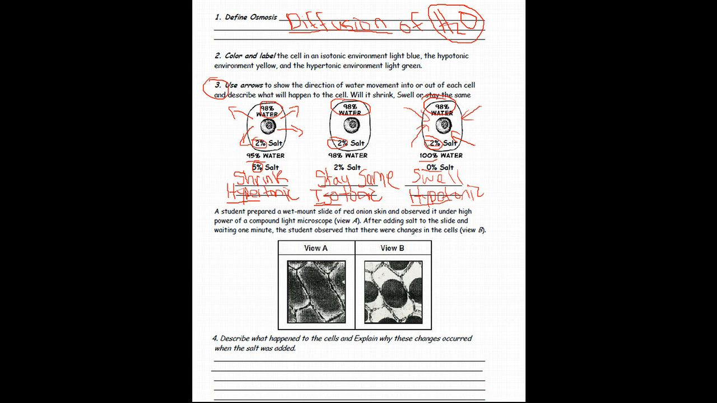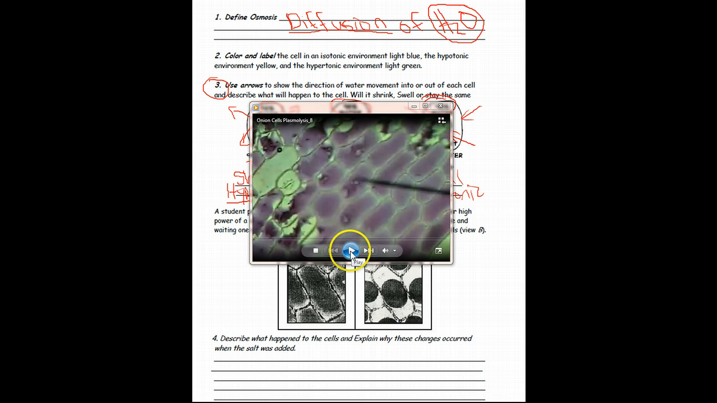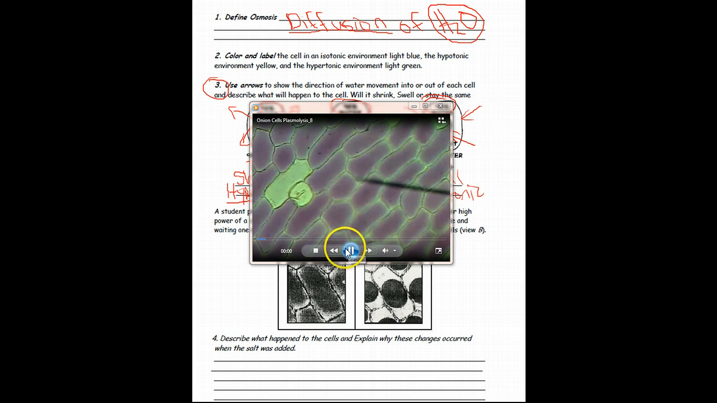So in this case, the student is preparing a wet mount slide of an onion and observes it under high power. And then after a while, after adding salt, something happened. And so you're asked to describe what happened and explain why. So to really be able to describe that, perhaps we need to see that. So let's take a look at this in real life.